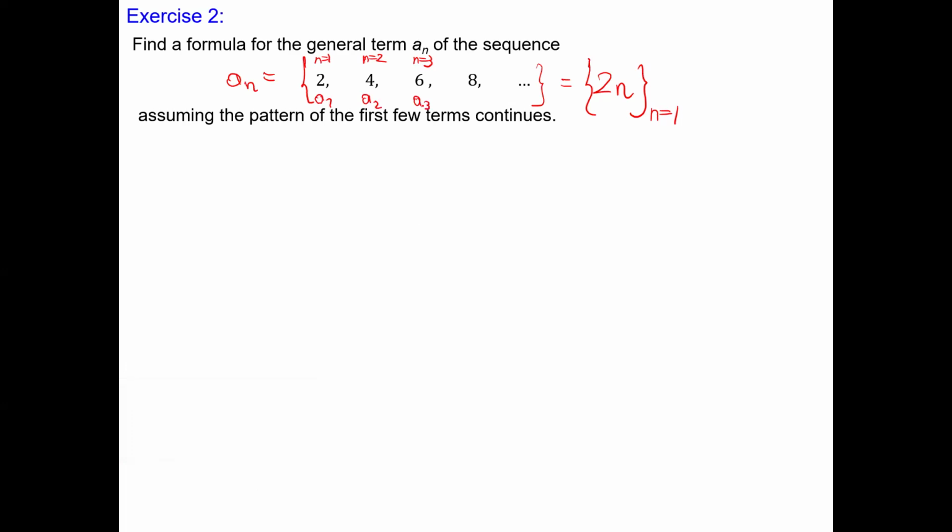Okay, 2n, n equals 1. We may still change and rewrite, starting from 0, but then we have to use a slightly different formula. But let's just leave it. 2n are the even numbers, okay? Even numbers.